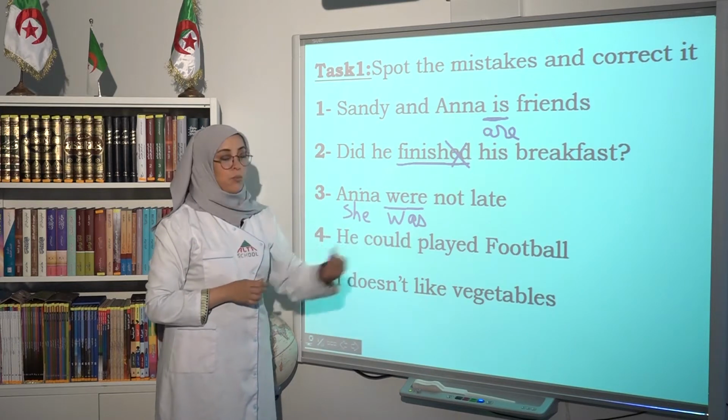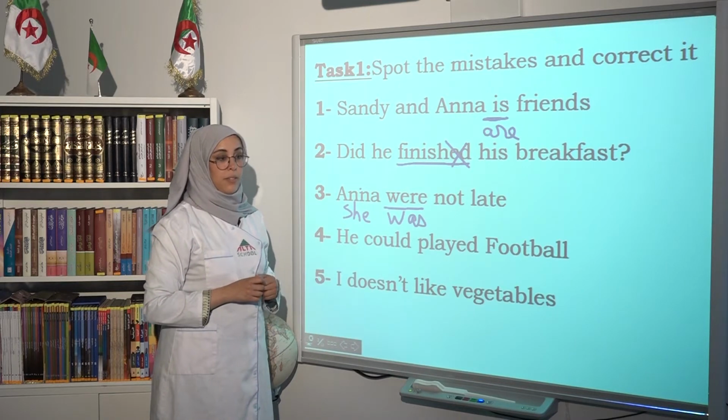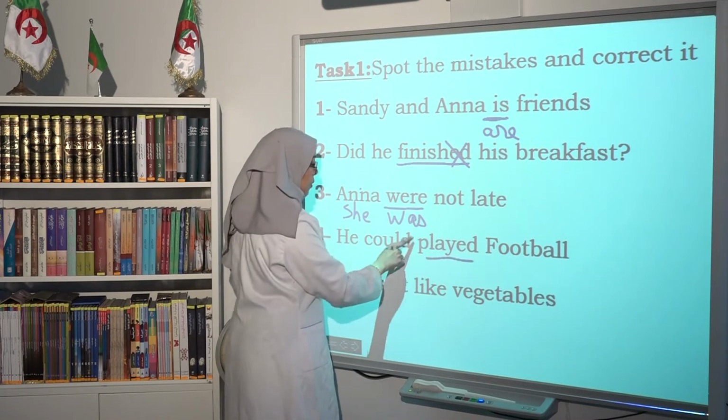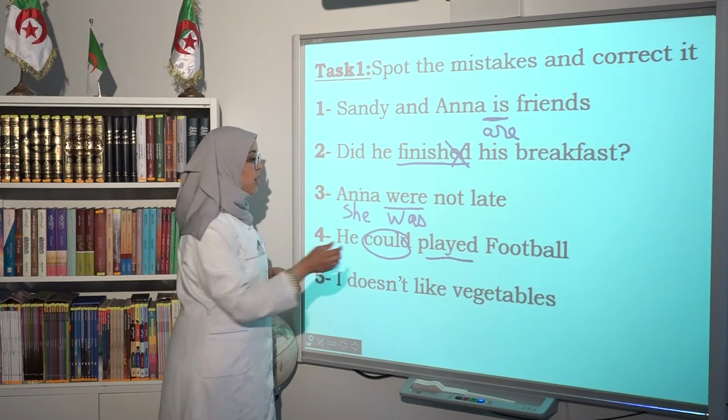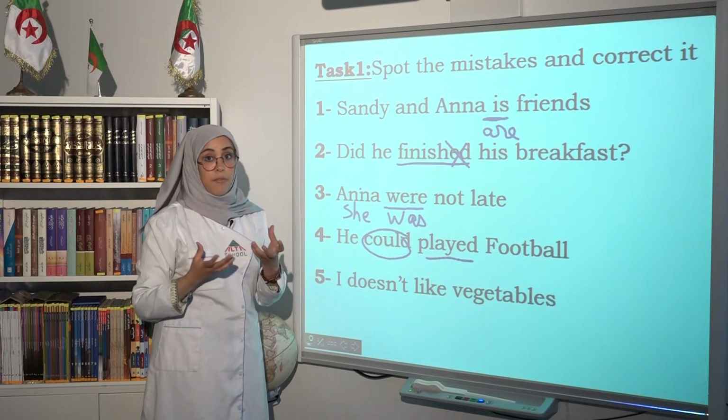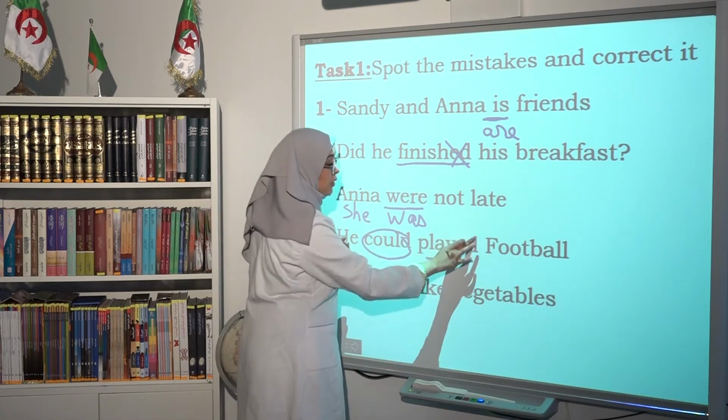He could play football. Where's the mistake here? Played. When I have modals, when I have could, can, may, should, etc., the verb should be in the stem form. So here, he could play.